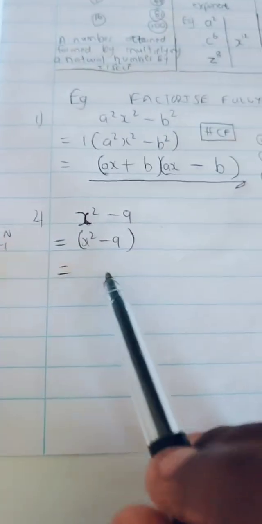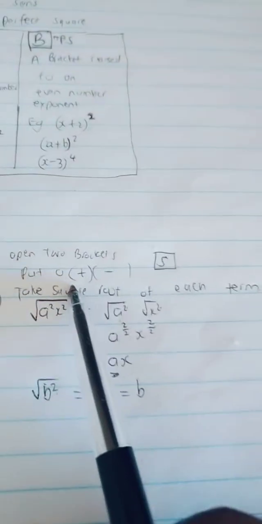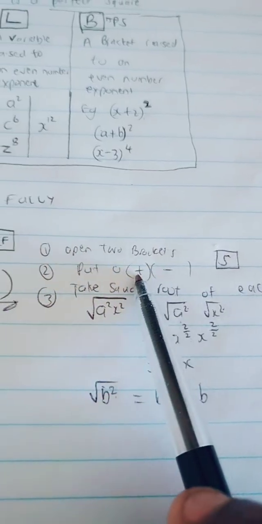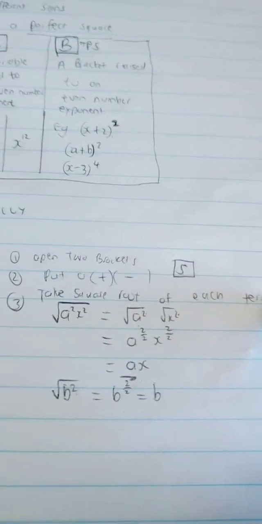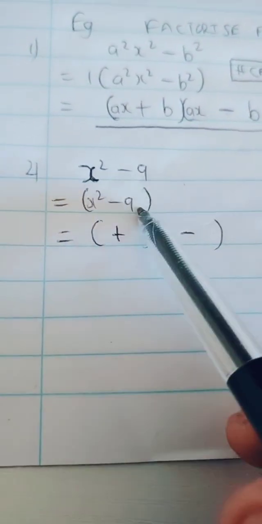So then what do I do if I identify this as a difference of 2 squares? Step number 1, open 2 brackets. So I'll do that. Step number 2, put a plus and a minus sign. A plus sign in the first bracket, a minus sign in the second bracket. Plus, minus. Step number 3, take the square root of each term, because you've established that the 2 terms are perfect squares, right? So you take the square root of each term.